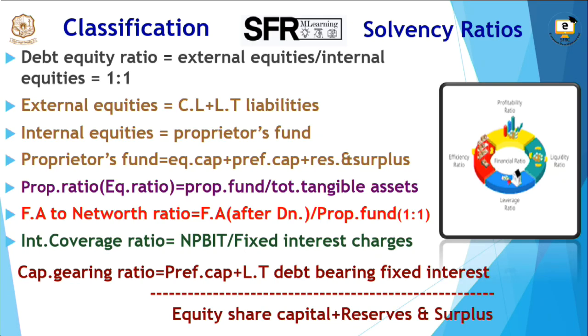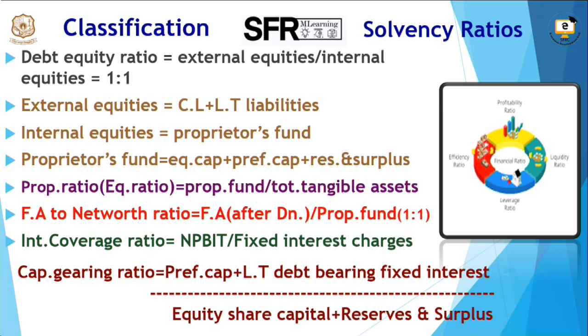Fixed assets to net worth ratio. It studies the relationship between fixed assets, taken after depreciation, that is land and building less depreciated value, as well as plant and machinery less depreciation, and the proprietor's fund. Already we calculated proprietor's fund, that is equity share capital plus preference share capital plus reserves and surplus. The desirable ratio is 1:1.